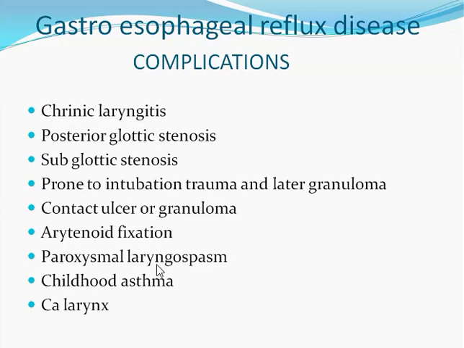They may produce contact ulcers and granuloma formation. Sometimes they end up with arytenoid fixation, where the cricoarytenoid joint is fixed. Sometimes the patient may present with paroxysmal laryngospasms. They even complain of childhood asthma. And this condition is also pre-malignant. They can end up with carcinoma larynx.